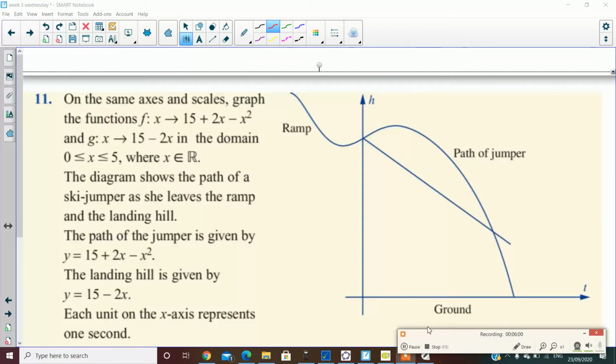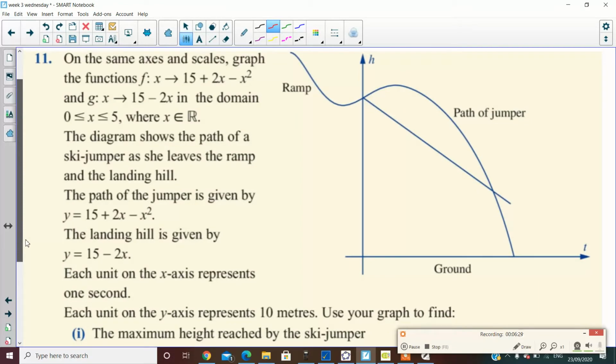On the same axis and scales, graph the function f of x equals 15 plus 2x minus x squared and g of x equals 15 minus 2x in the domain 0 less than or equal to x less than or equal to 5. The graph shows the path of a ski jumper as she leaves the ramp. The path of the jumper is given by 15 plus 2x minus x squared. The landing hill is given by 15 minus 2x.